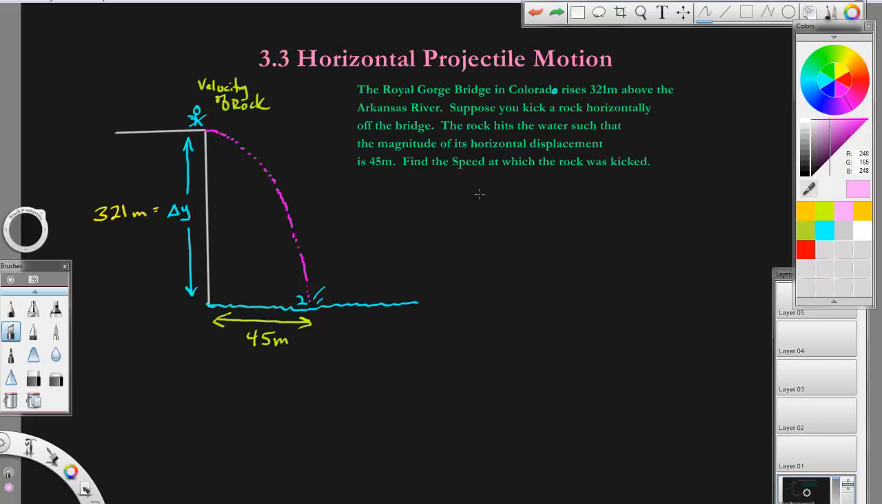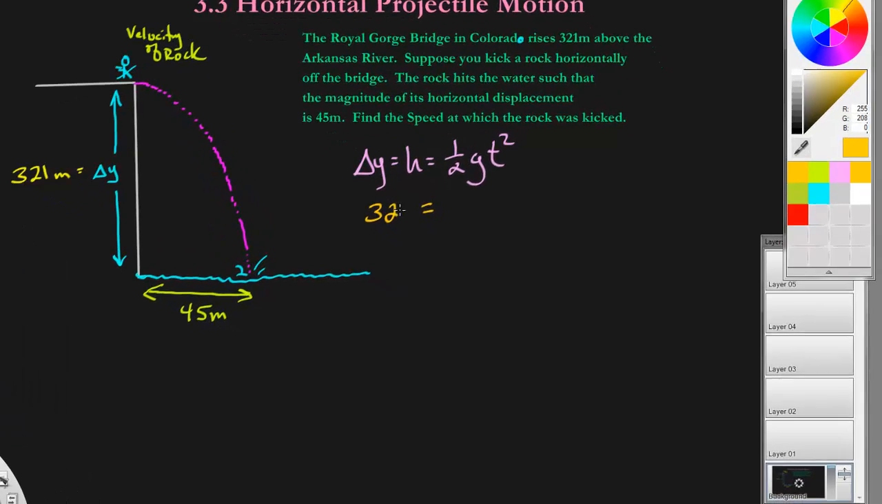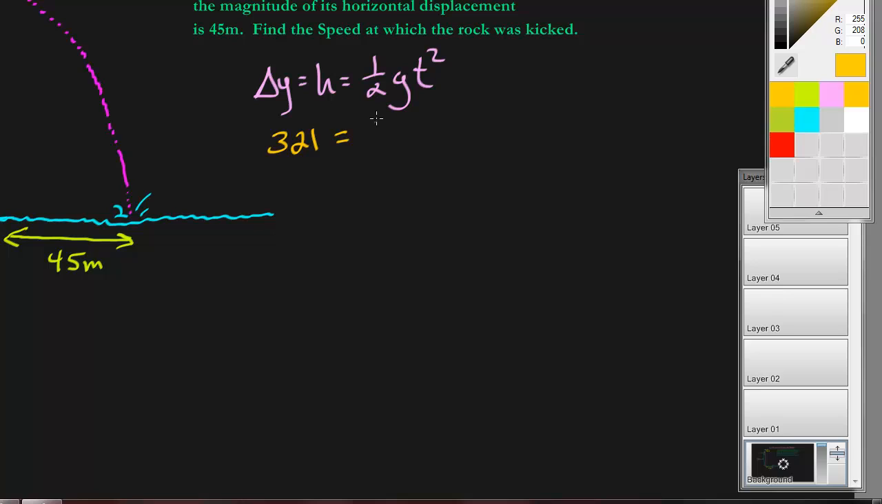Well, there's a nifty formula that usually looks like this: h equals 1/2 g t squared. And this is the height. We could replace this and say that it equals delta y, because delta y is the same thing. So if we plug in what we do know and solve this, we can figure out what the time is. What I do know is the height, or delta y, is 321 meters. So 321 equals half of gravity, which is negative 9.81 meters per second squared, times t squared.